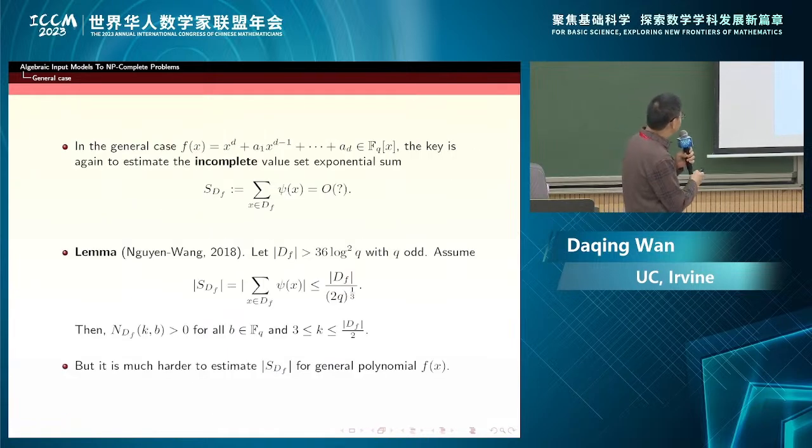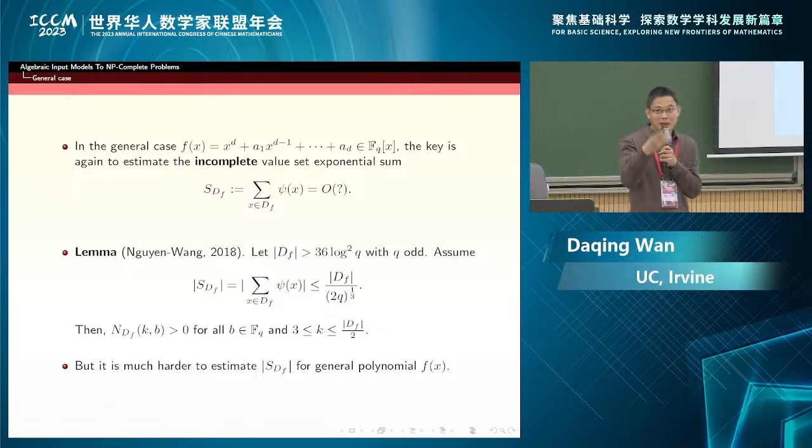Now for the general case, a polynomial of degree d, again, as we mentioned, this reduces to the estimate of this exponential sum over the image set. And as the general result says, if you have a good estimate for this sum, then you can prove the number of solutions is positive for a wide range of k, for almost all k, except the cases k equals 1 or 2.